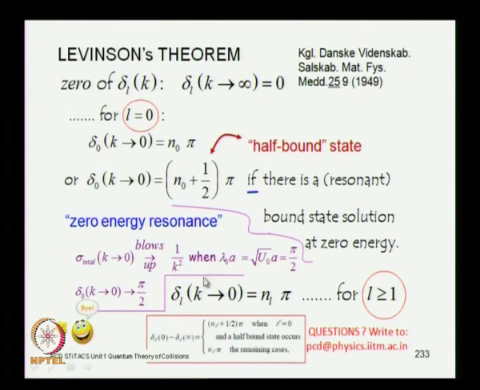It is only in the case of zero energy and L equal to 0 partial waves, which is the S wave scattering, that you have these resonant bound states, in which case the phase shift becomes half integer multiples of pi. Okay. So, if there are any questions I will be happy to take.